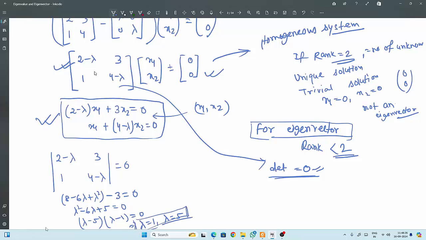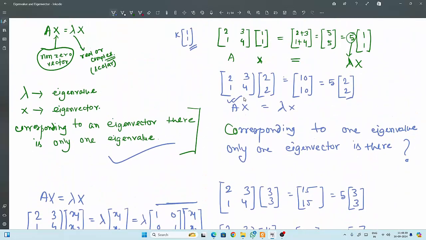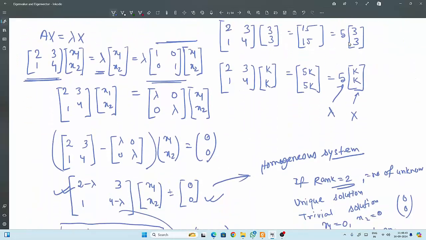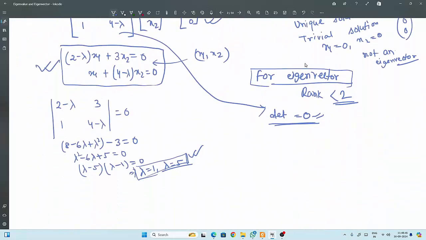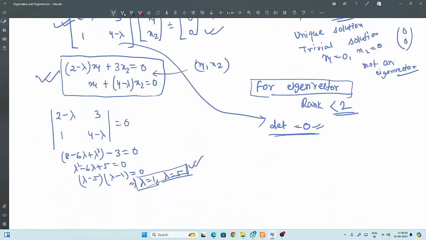That means by taking the determinant value 0, whatever you are getting, lambda is equal to 1 and lambda is equal to 5, these two are the eigenvalues of the system. And as you can see, we have taken 1 here. The eigenvalue is actually 5, we have taken 1. Another eigenvalue this system has, and the eigenvalue is 1 actually. So setting the determinant to 0 will give you the eigenvalues.